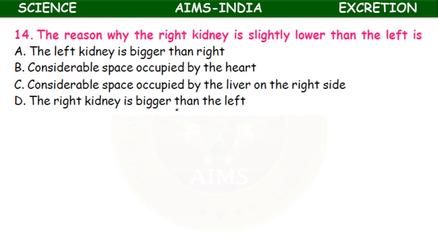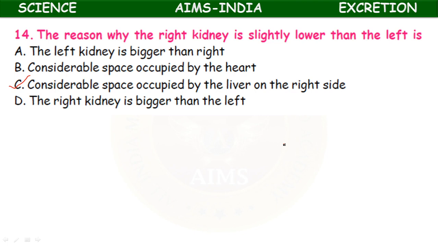Okay, option 1, the left kidney is bigger than the right. The considerable space occupied by the heart, considerable space occupied by the liver on the right side. The right kidney is bigger than the left. So actually it is option C, considerable space occupied by the liver on the right side. That's why the right kidney is slightly lower.